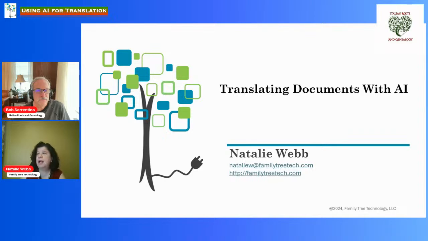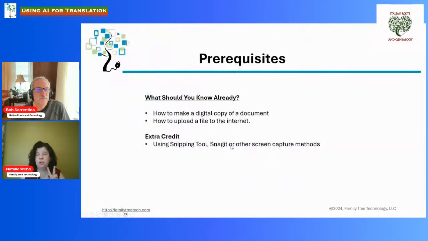So I'm assuming 2 things. I'm assuming that you know how to get a digital copy of a photograph of a document, and I'm assuming you know how to upload it to the internet. And I'm assuming those things because I see people post these documents on Facebook. And if you can post a document on Facebook, you can post a document to AI. It's the same thing. You'll have a little bit of an edge up if you know how to use Snagit or the snipping tool that comes with Microsoft Office. It's helpful, but it's not totally needed. You could work around it and work without it.